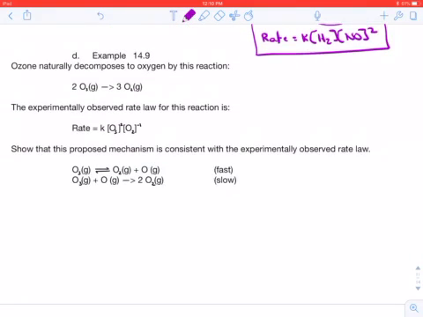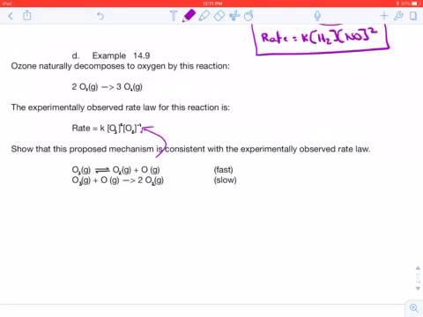We're almost done here. Example 14.9, ozone naturally decomposes to oxygen by this reaction: 2 O3 goes to 3 O2, and our rate law equals K times O3 squared times the concentration of O2 to the negative 1. All right, so we're showing that this proposed mechanism is consistent with the experimentally observed rate law. So we have to basically prove that this rate law up here is equal to that.